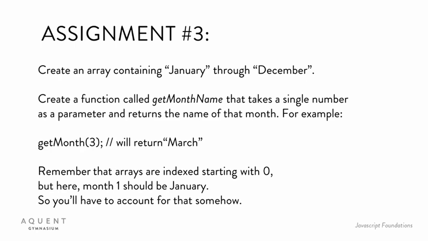Assignment 3. Create an array containing the 12 months of the year, January through December. Create a function called getMonthName that takes a single number as a parameter. That function should return the name of that month. For example, getMonthName 3 should return March. Remember that arrays are indexed starting with 0, but here month 1 should be January, so you'll have to account for that difference somehow.